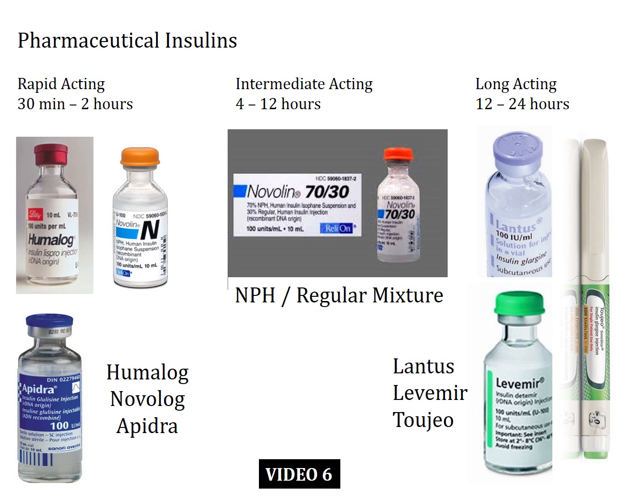And then the newest one on the market is this pen one called Toujeo. Toujeo is glargine. Toujeo and Lantus are essentially the same analog. They're just packaged a little bit differently, in that the Toujeo product is packaged in a pen, but they're both the same glargine analog.